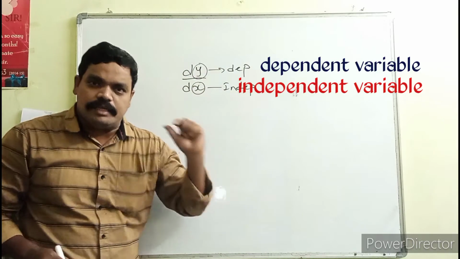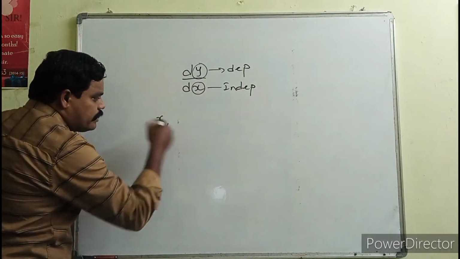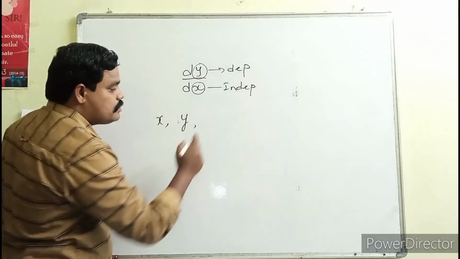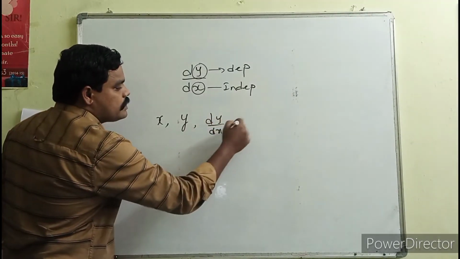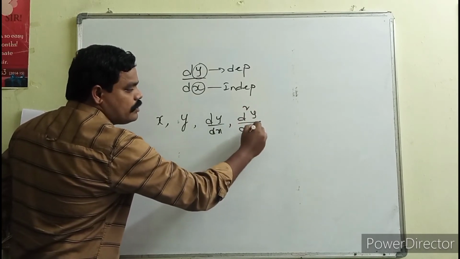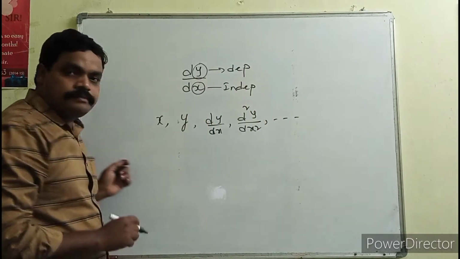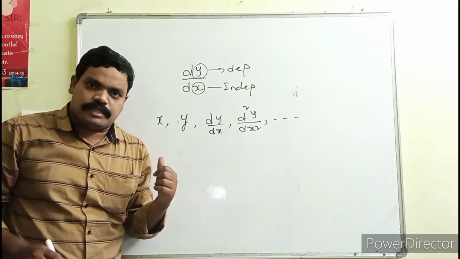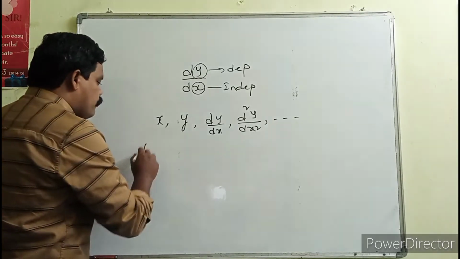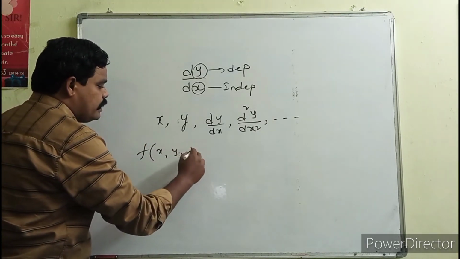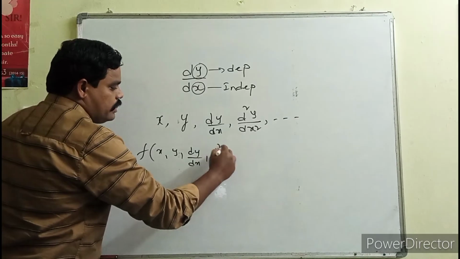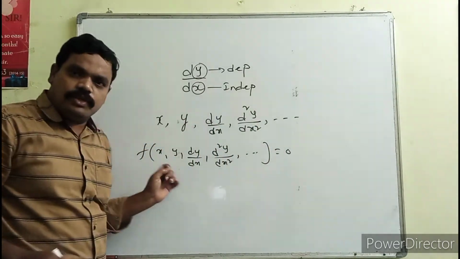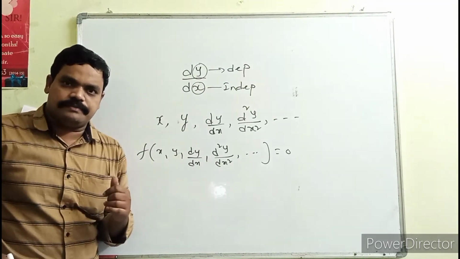So any equation which involves the independent variable and the dependent variable and the differential coefficients, means its derivatives dy by dx and the second order derivative d square y by dx square and like that, which is in a polynomial form, is called the differential equation. Means in the form of f of x, y, dy by dx, d square y by dx square and so on, which is equal to 0, is a differential equation.